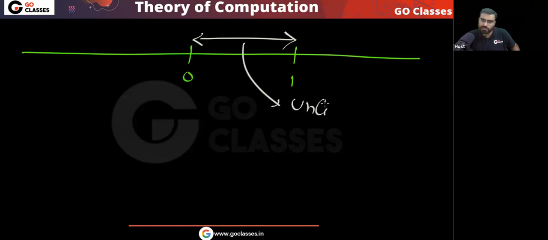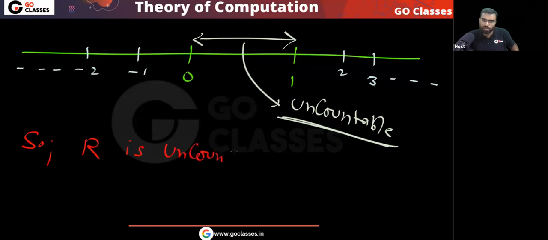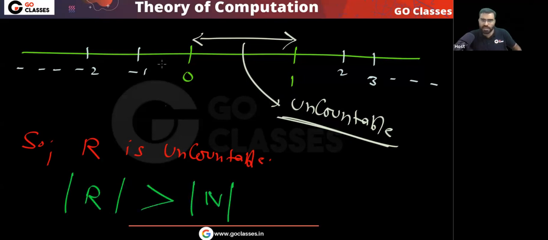Because remember, in the real numbers, if you take this gap, just look at this gap. This gap itself is uncountable in the real line. So the entire real line is also uncountable. Remember, the size of this infinite set is much bigger than the size of this infinite set. This is what we have proven.